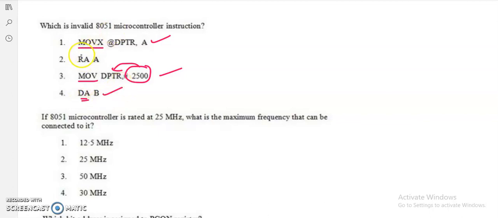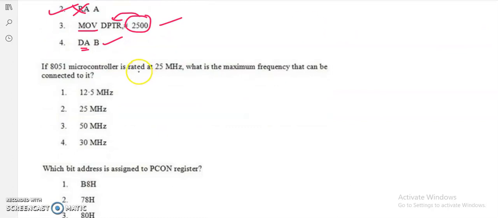But in 8051 there is no such command called RA. So the invalid 8051 microcontroller instruction is the second option. Coming to the next question: in an 8051 microcontroller, if it is rated at a frequency of 25 megahertz, what is the maximum frequency that we can connect to it? The maximum frequency we can connect is 25 megahertz only. We cannot connect more than that.